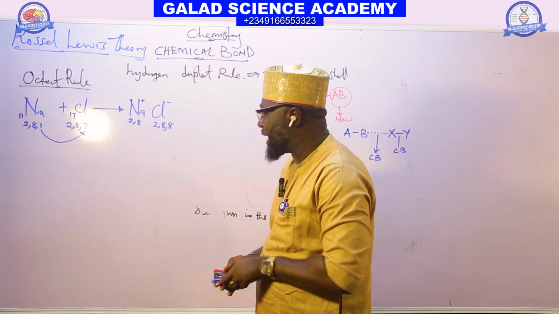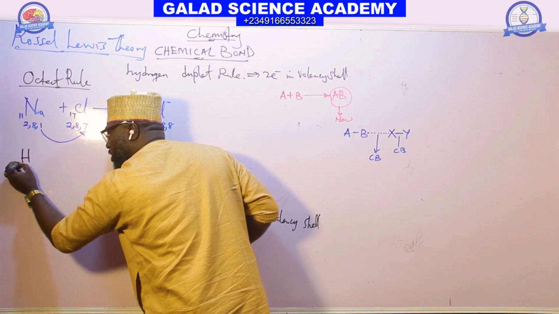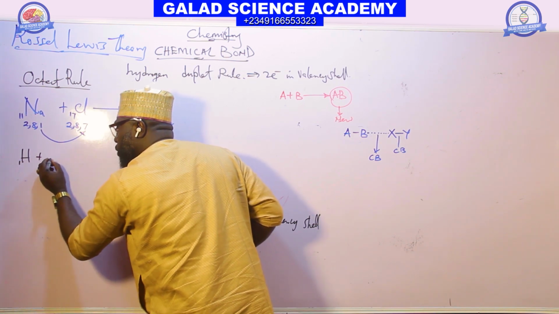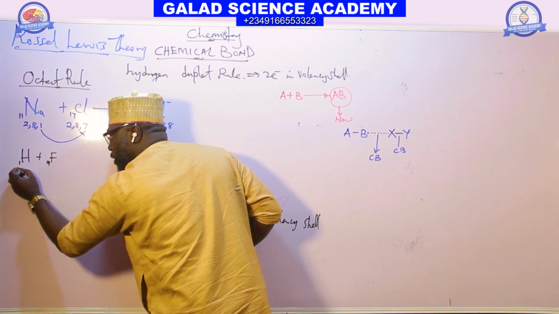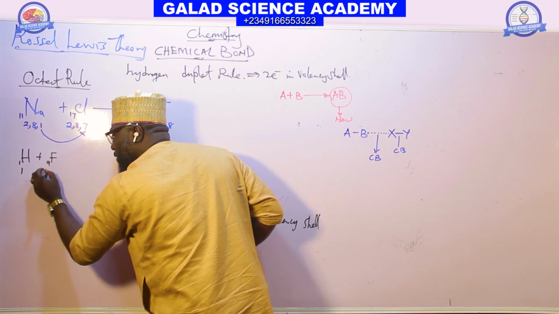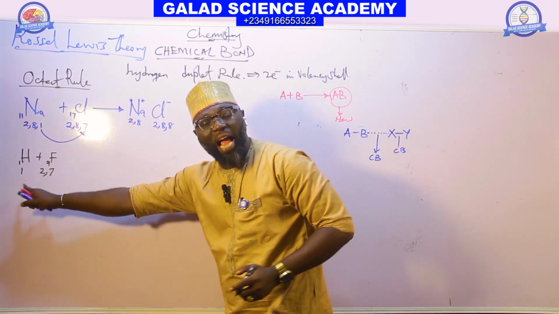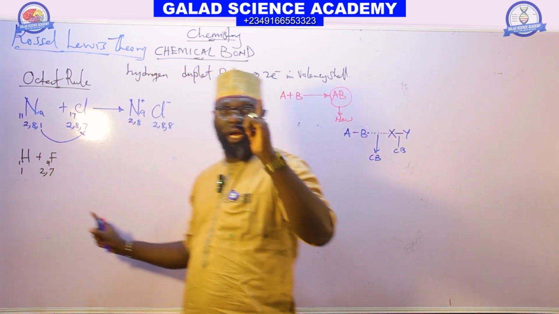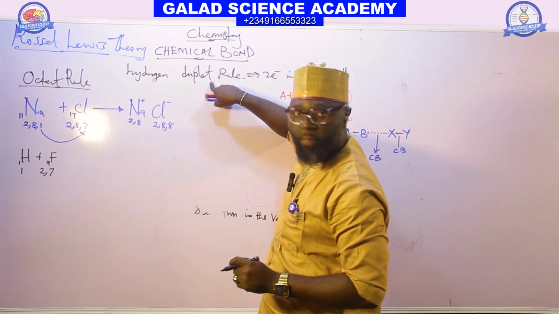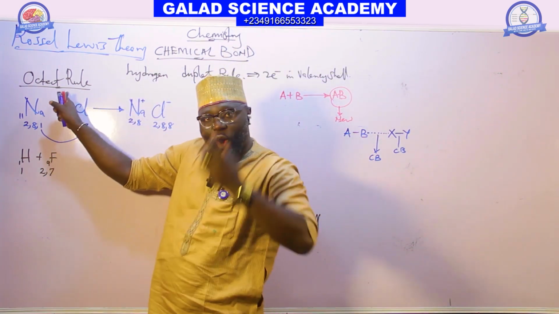But in the other case, if we have hydrogen, atomic number 1, reacting with fluorine. Fluorine is 9. Hydrogen has a configuration of 1. Fluorine has 2, 7. So I said before that hydrogen, after bonding, before it can be stable, needs 2 electrons in its atomic shell, which is the duplex rule. Others need 8, which is the octet.